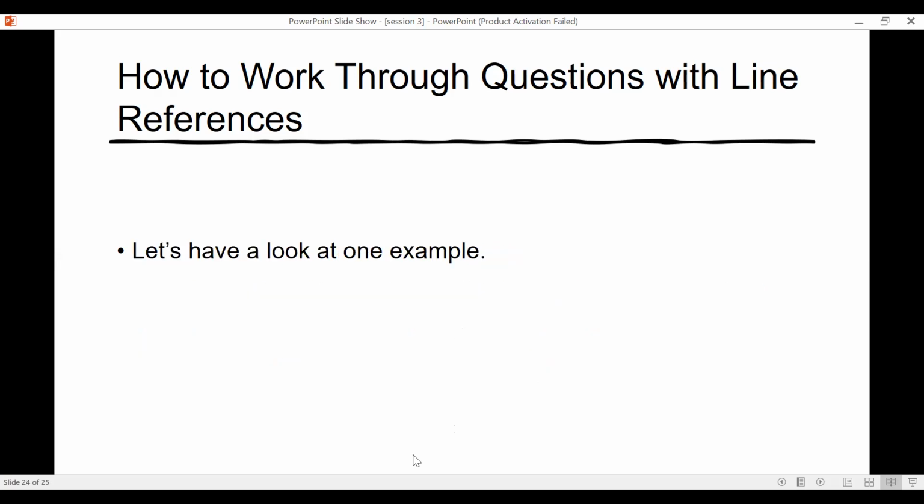Let's have an example to apply the steps, answering specific questions with line references.